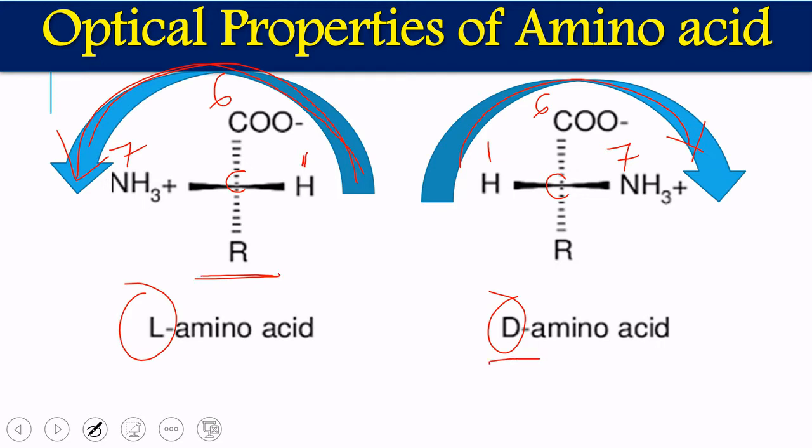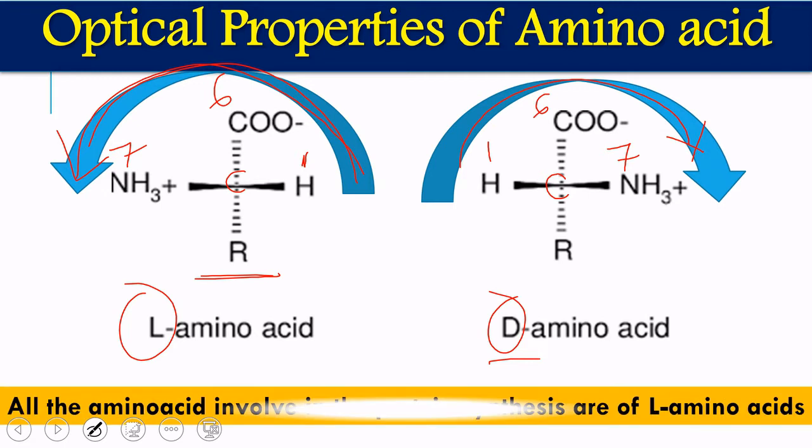Both amino acids have the same empirical formula and the same atomic composition. Only their spatial three-dimensional orientations are different. That is it. So they are called the D and L forms of amino acids. All the amino acids involved in protein synthesis are normally L type, except in bacteria and some other special places where D form amino acids are used. Otherwise, in humans, plants, and most living systems, we use only the L form of amino acids for protein synthesis.